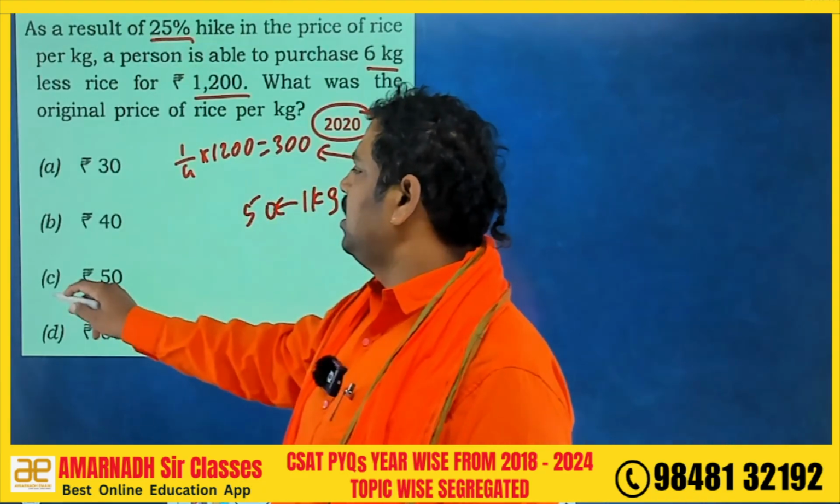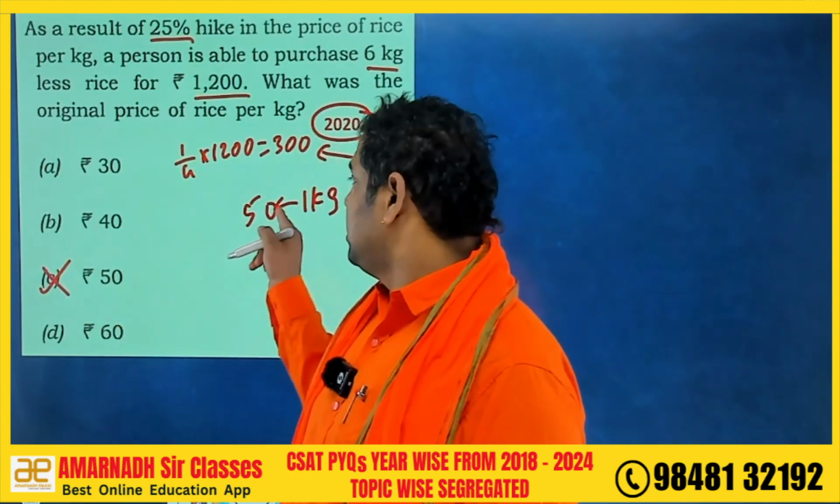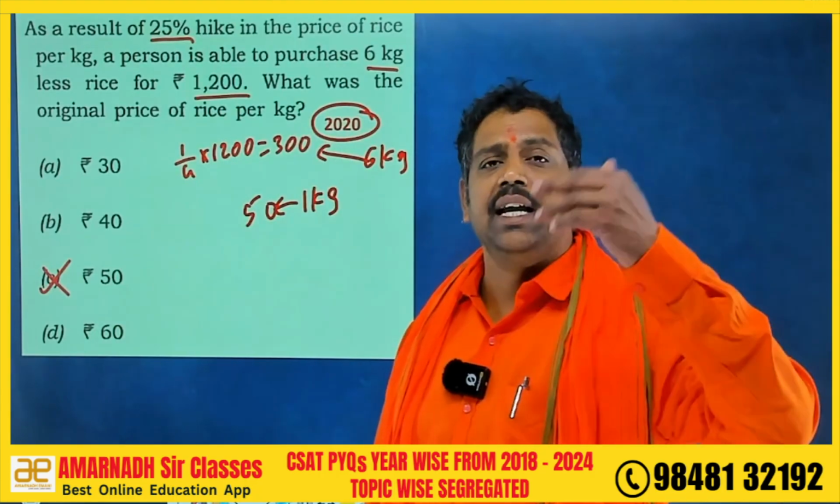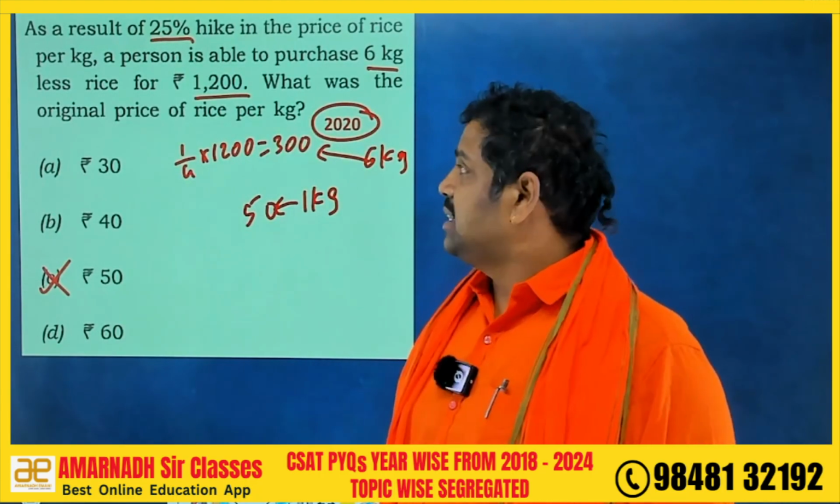Most of the students instantly tick this one. That is not the answer. Why? Because this is the price after the increment, right? This is today. Today means after the 25% increase, right? He is asking about the original price.